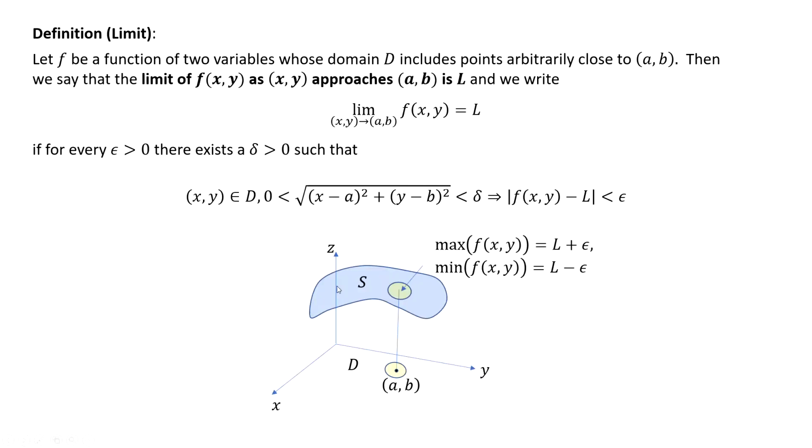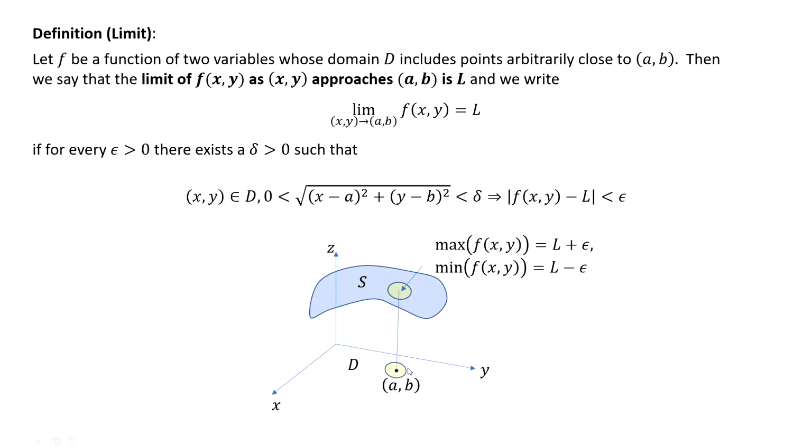Let me see if I can show that with a graph. So the domain is this whole thing. Let's say the whole xy plane is the domain. That means this function is actually defined everywhere. So if our idea is to find the limit of this function as x, y approaches a, b, that specific point, we have to have a circle around it with radius delta. And let's say our claim is, hey, the limit of f of x y as x y approaches a b is actually some L. That means that particular z value.